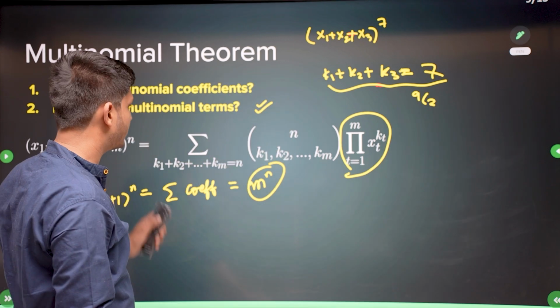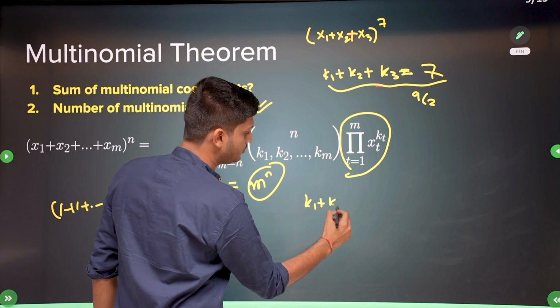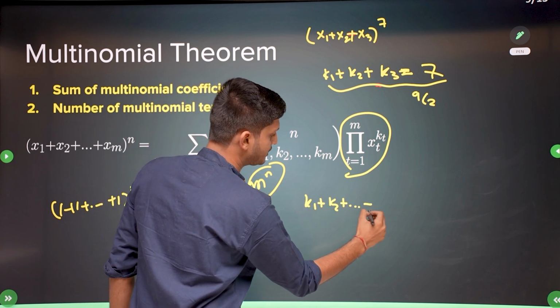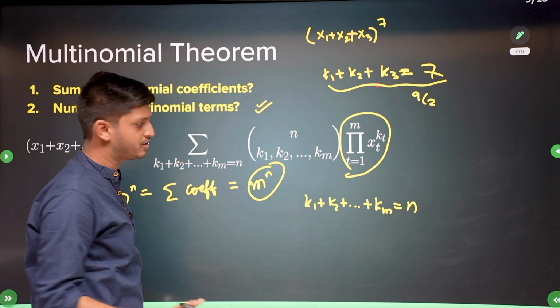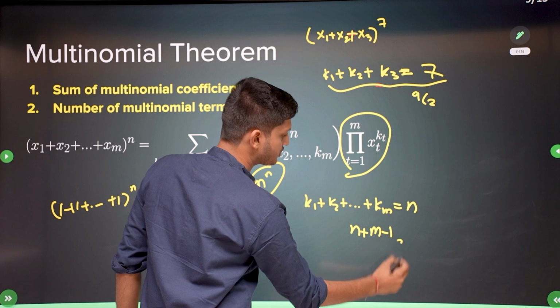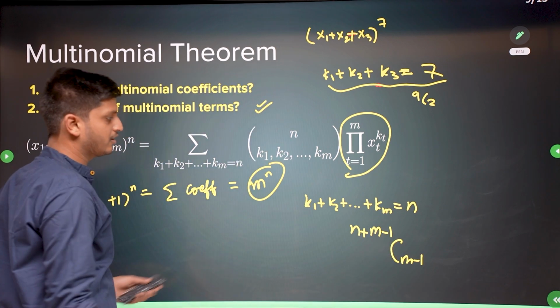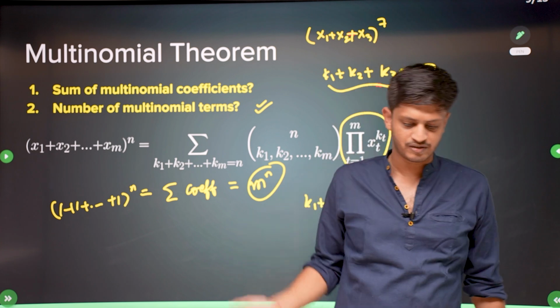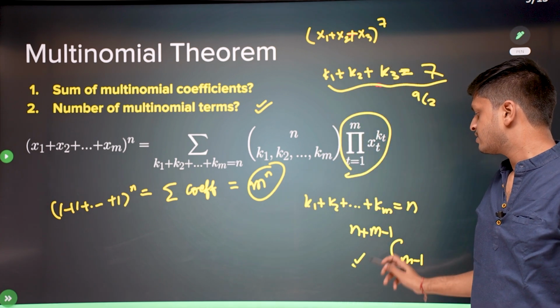So similarly, in a generic expression, what will happen? We have k1 plus k2 plus up to km is equal to n. How many solutions are there to this equation? It is n plus m minus 1 choose m minus 1, or m plus n minus 1 choose n. You can write either. Just the formula that we saw before. So this is the number of terms that we will have.